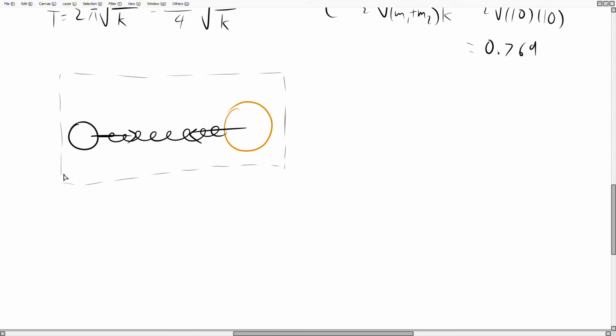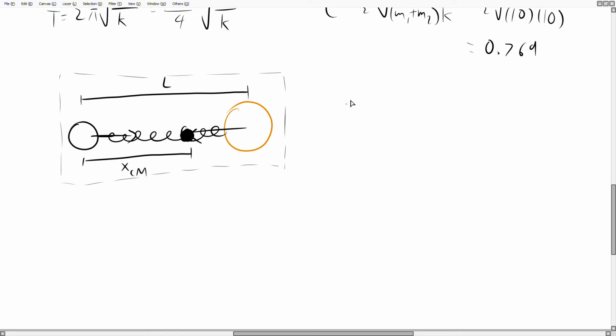So therefore the center of mass of this system would stay the same. Since the center of mass of this system is somewhere towards the right here, leaning towards the orange mass, we're going to say this value is the center of mass. And just for simplicity's sake, we'll say that the total length of this spring initially is L.